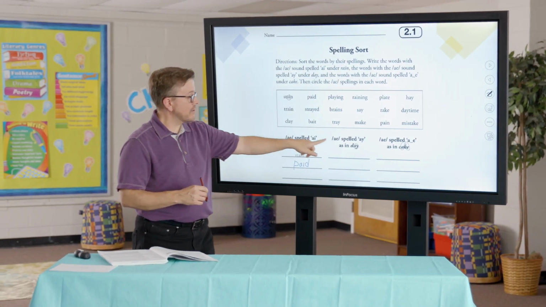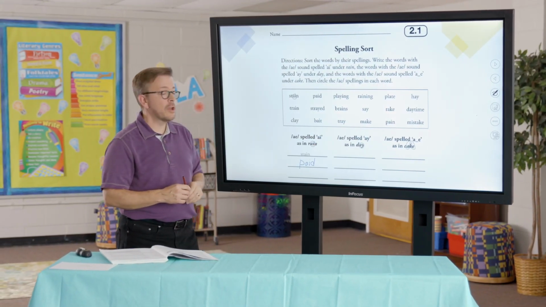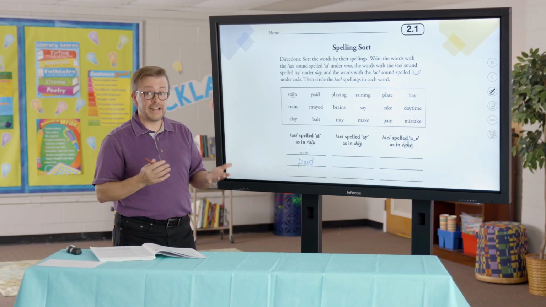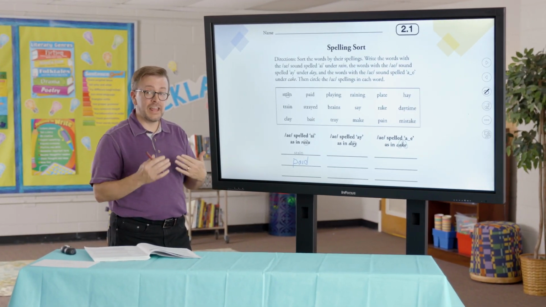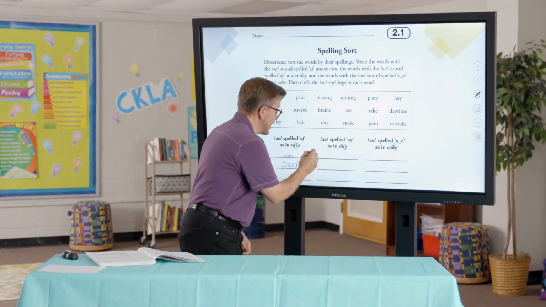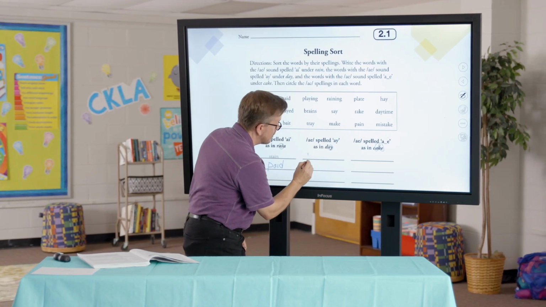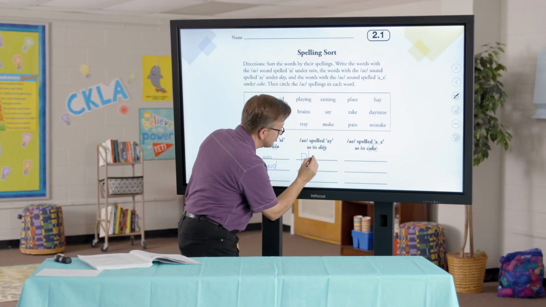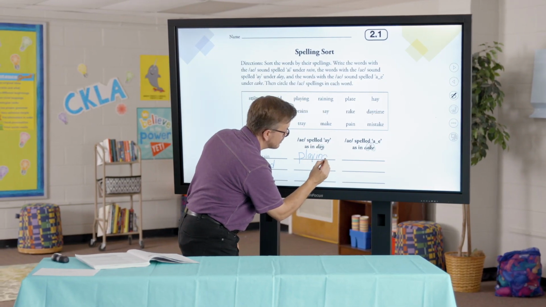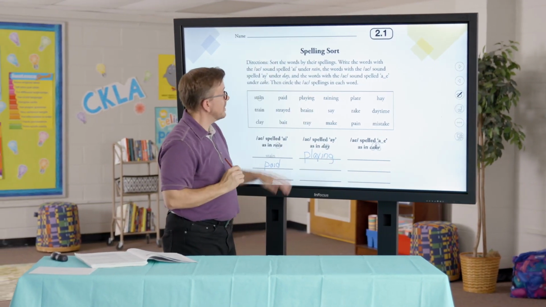So we come down here and we look at our columns to decide, is it going to go under rain, day, or cake? Well, it matches the spelling for day with that AY for the A sound. So we're going to take that word and we're going to write it right down here on the line. Okay, so we've done those.